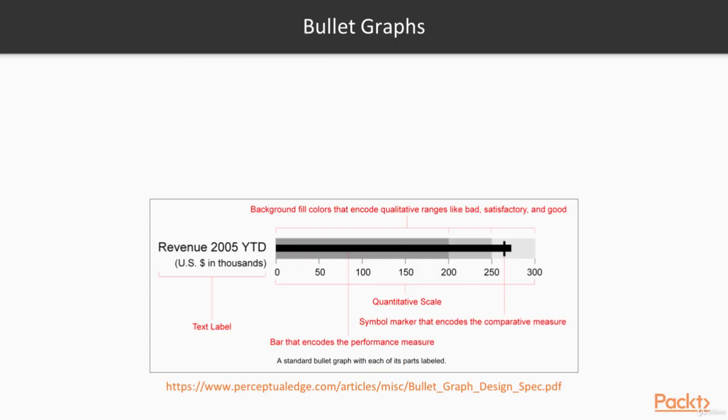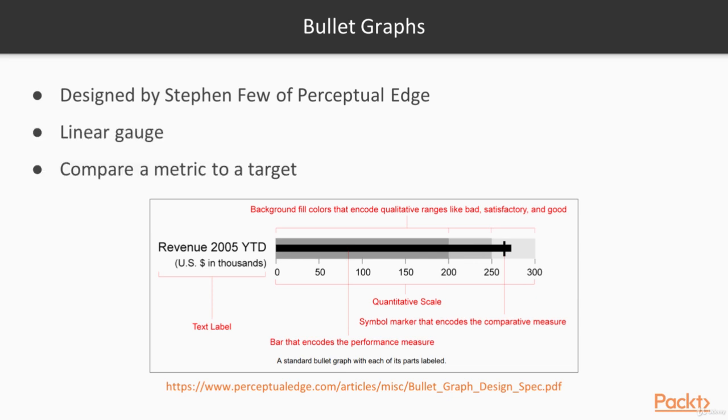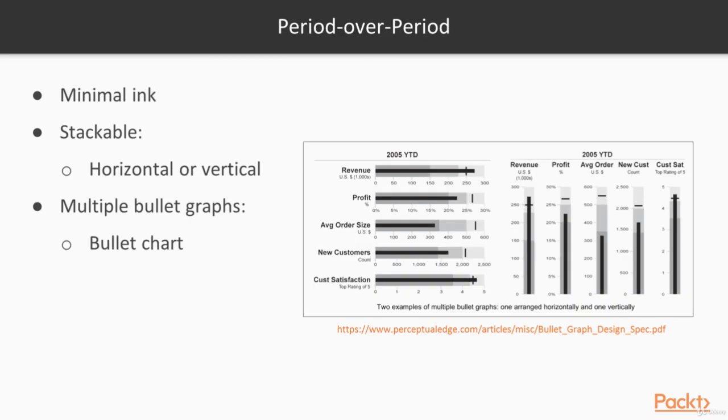Bullet graphs were originally designed by Stephen Few of Perceptual Edge. They're a visually minimalist, linear gauge that compares a metric, the dark horizontal bar in the middle, against a target, the vertical bar near the right. Optional background fill colors indicate qualitative ranges like needs improvement or satisfactory. There's also a label and a scale, and that's it. This minimal ink design makes bullet charts quite stackable, and in Power BI at least, a stack of bullet graphs is called a bullet chart.